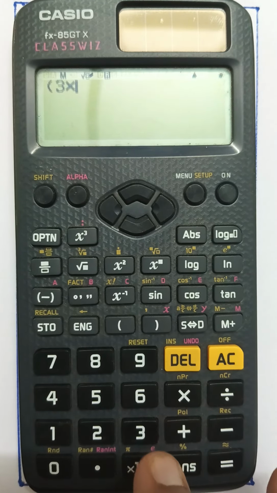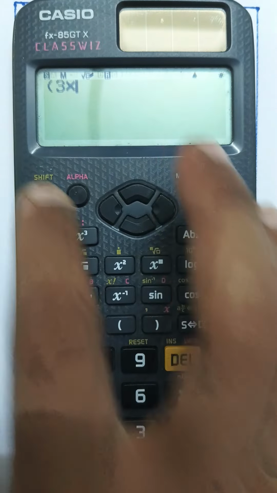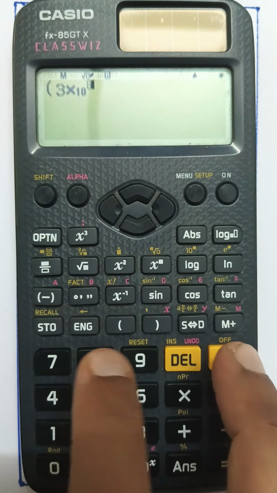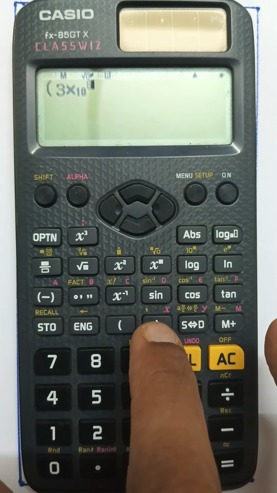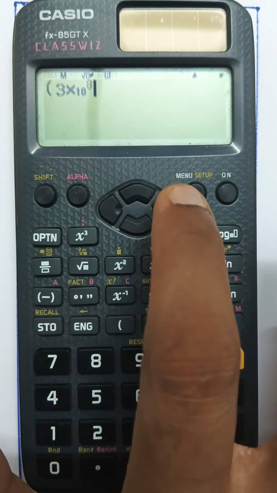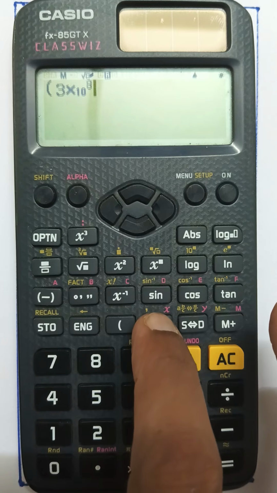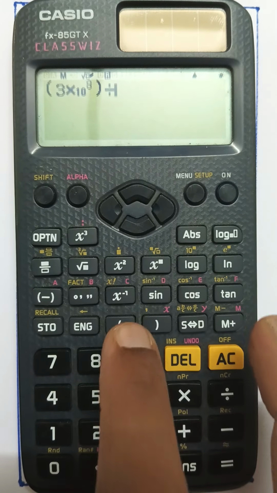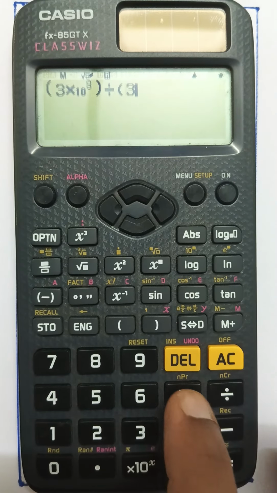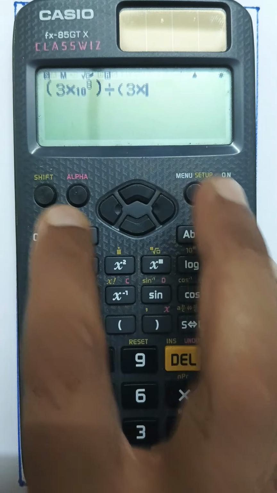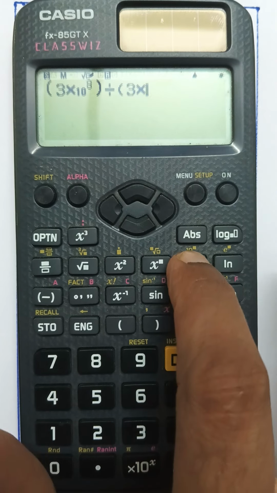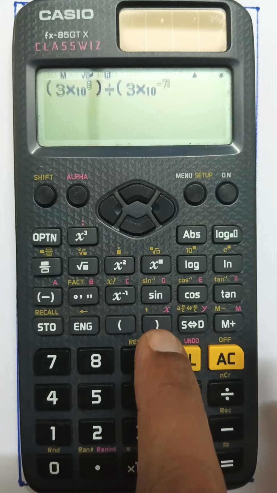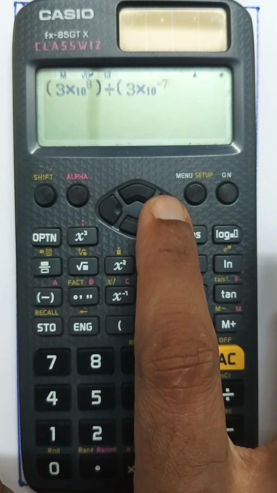3 times, and make use of shift and this so that you can activate 10 to the power straight away. 10 to the power 8, and before pressing the bracket, always use this to cancel out so that you can activate the bracket at the right level. And division, divide by, again activate the bracket, 3 times, again make use of shift and this to activate 10 to the power, and now you need to provide minus 7. And rather than straight away pressing the bracket, make sure you cancel that out.